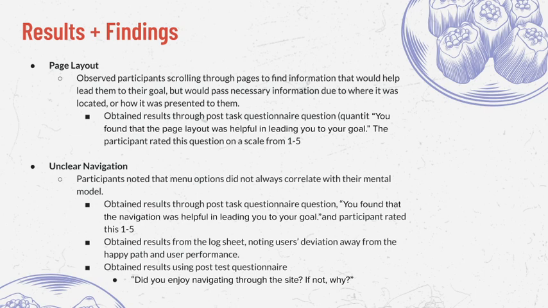Our second one was unclear navigation. Participants noted that the menu options did not always correlate with their mental model. We had asked them in the post-task question, you found that the navigation was helpful in leading you to your goal, and once again, they rated this on a scale from 1 to 5.